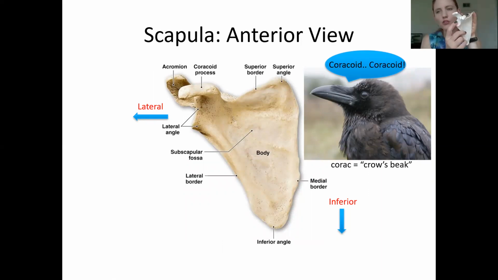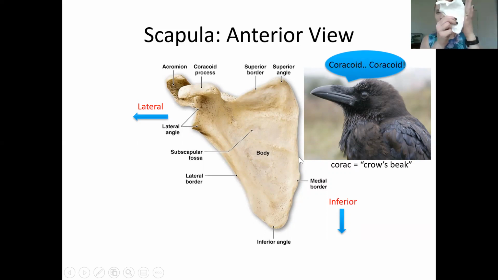Okay, so what goes right here? This is the glenoid cavity. What goes in that little glenoid cavity? That's going to be the humerus. That is where the arm connects to the shoulder. And so are the arms on the outside of your body or on the inside of your body? The outside, right? So this has to be the lateral side. This is going to be called the lateral border. This edge right here is called the lateral border.